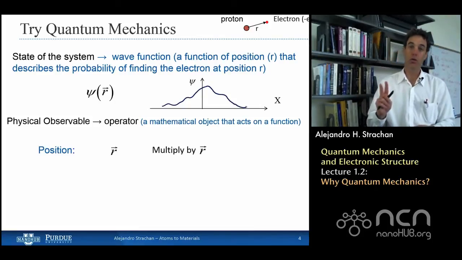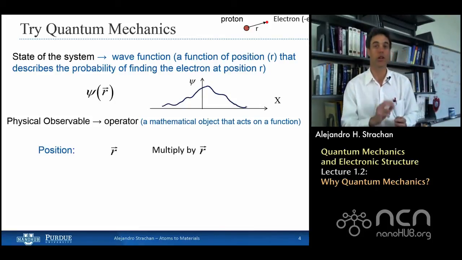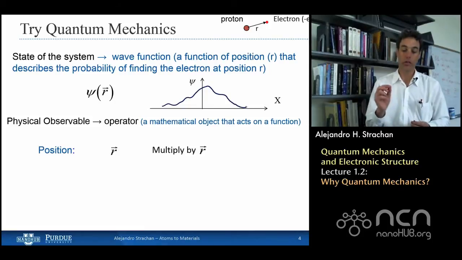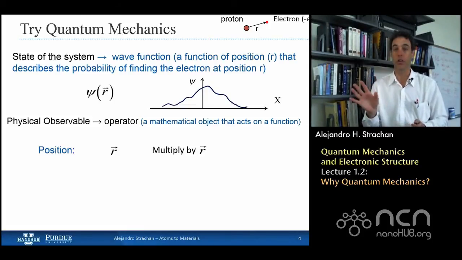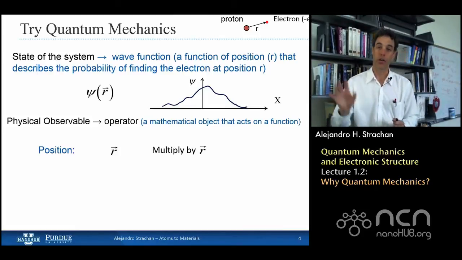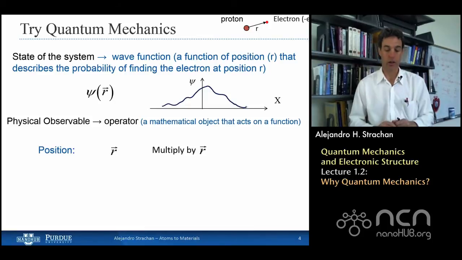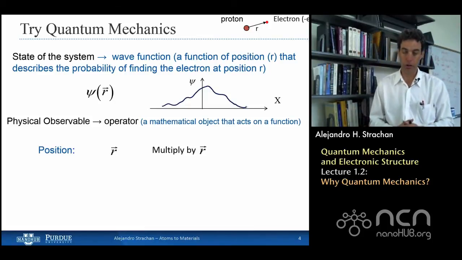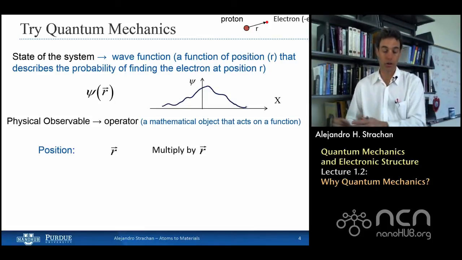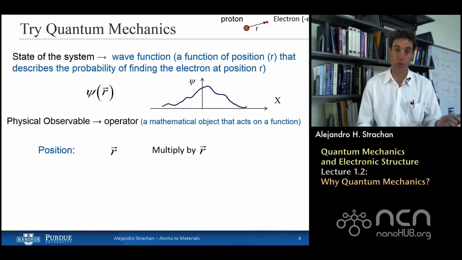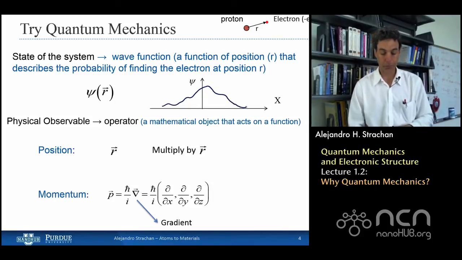There are two operators, only two, that we'll have to learn. One is the position operator, and the position operator is very simple. It says multiply times r. Take the wave function and multiply it times r. Simple enough. In a minute, we're going to do some examples of how we use operators to make predictions.